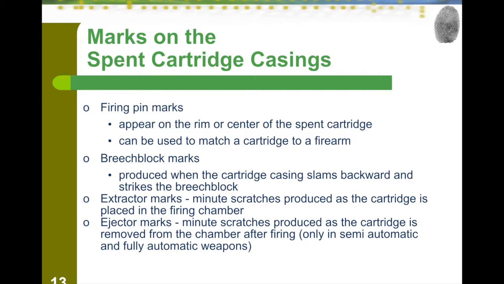There are also what are called breech block marks, which are produced when the cartridge casing slams backward and strikes the breech block, which is the back end of the gun. There are extractor marks, which are minute scratches produced on the cartridge that is in the firing chamber. And then ejector marks are also minute scratches produced as the cartridge is removed from the chamber, as it pops out the side when the gun is shot. This is only in semi-automatic and fully automatic weapons. When the gun is shot, the cartridge pops out the side, and there will be some marks left on it that would be unique to each gun as well.